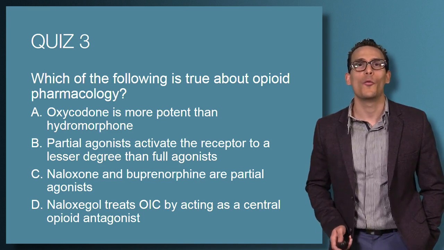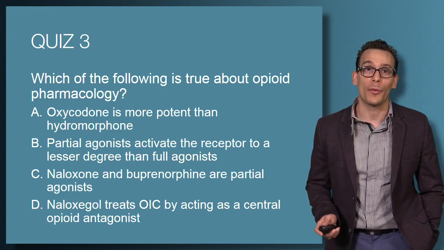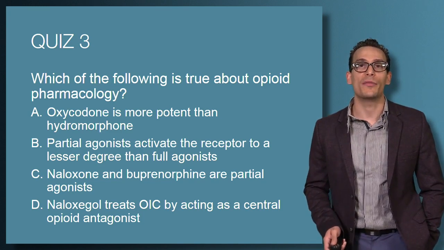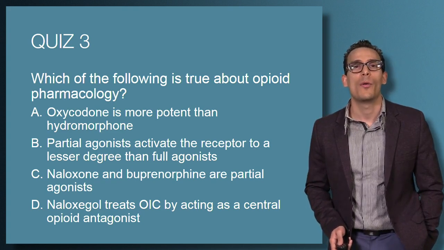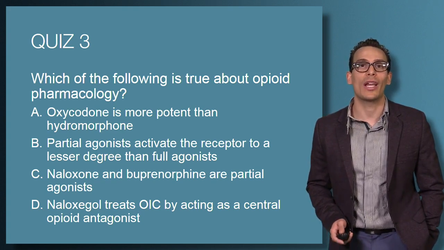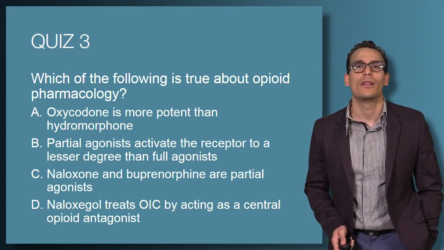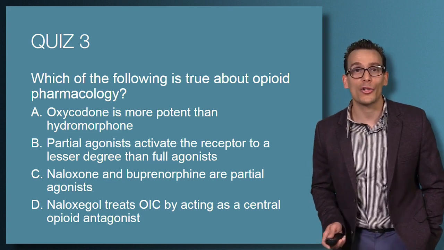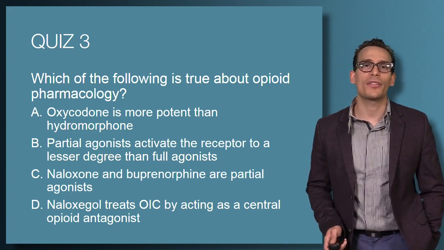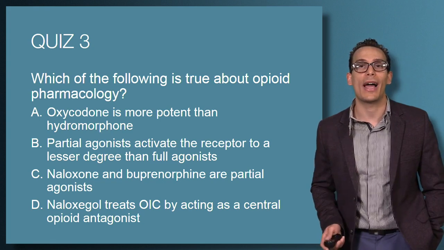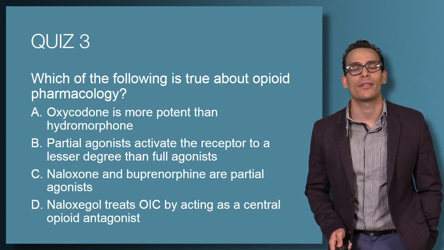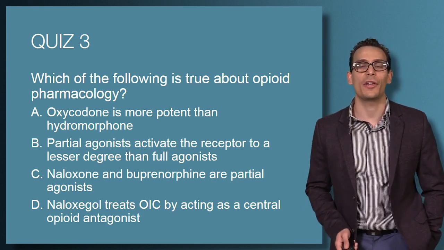Quiz 3. Which of the following is true about opioid pharmacology? Oxycodone is more potent than hydromorphone. Partial agonists activate the receptor to a lesser degree than full agonists. Naloxone and buprenorphine are partial agonists. Or is it that naloxegol treats opioid-induced constipation by acting as a central opioid antagonist? Let's take a moment and pause the video.